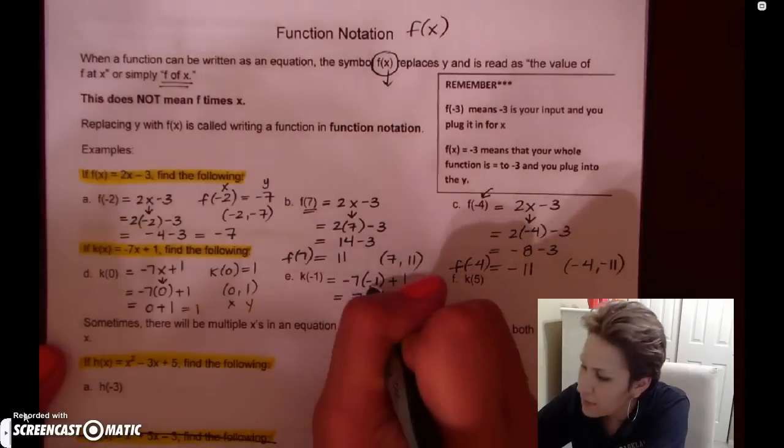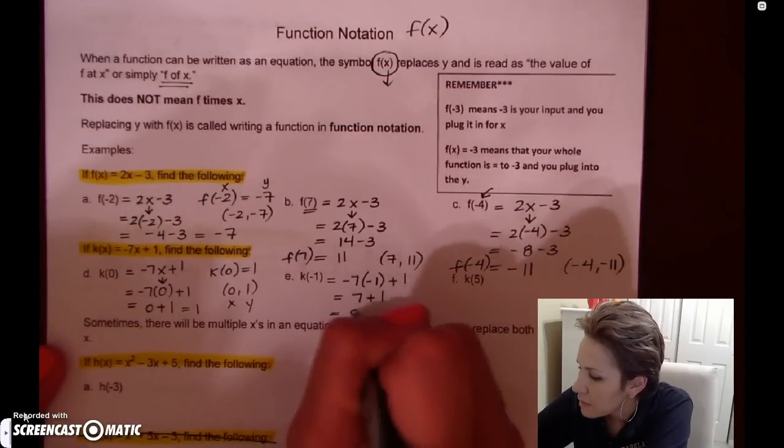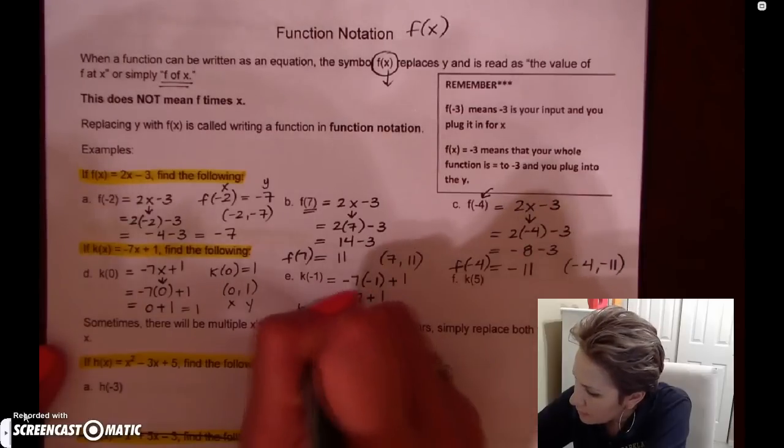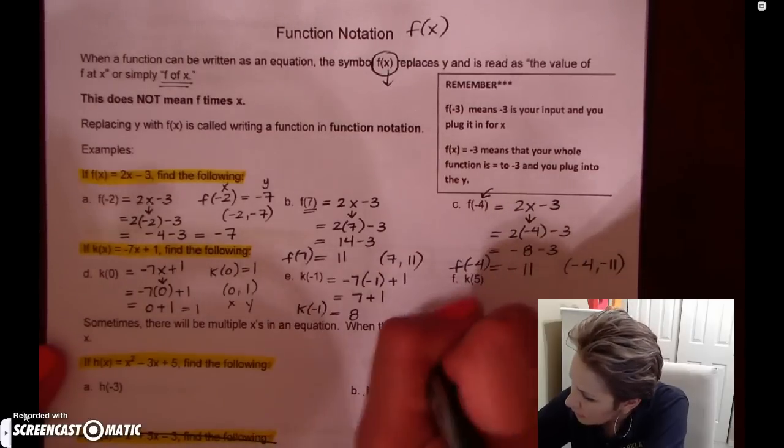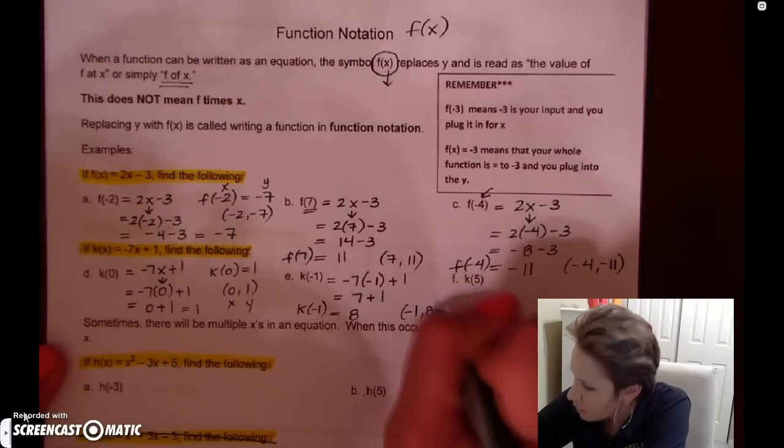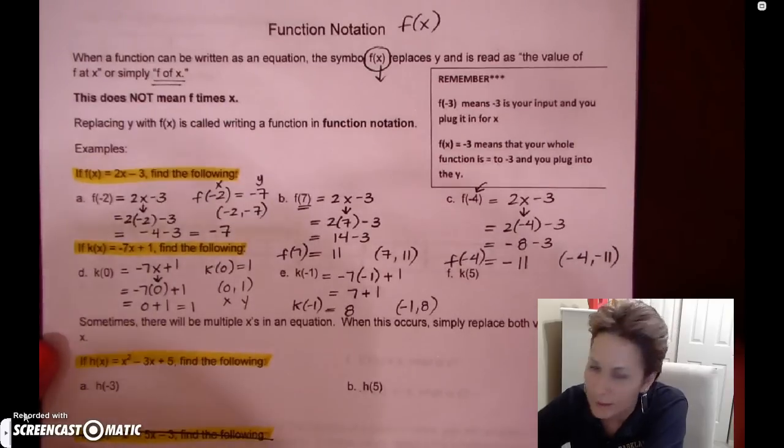A negative times a negative is a positive 7. So 7 plus 1 is 8. That's saying that when my input is negative 1, the output is a positive 8.